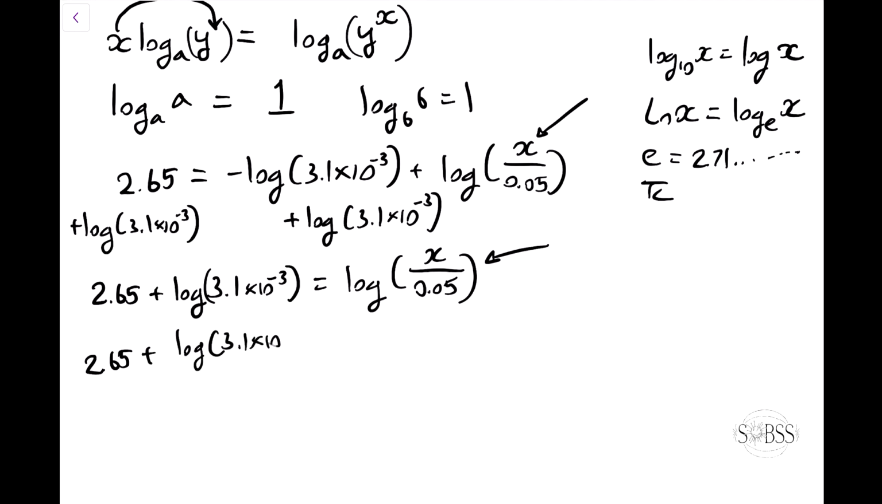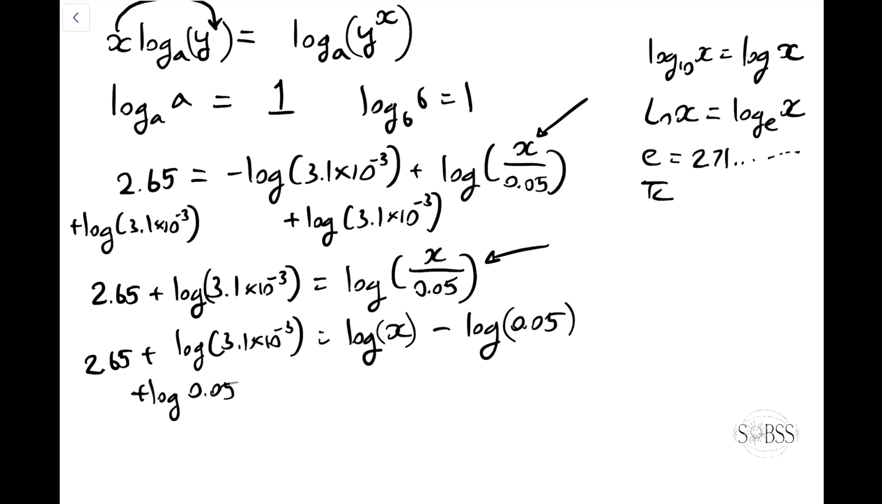I don't have any fancy PowerPoint, so I'm just writing this down. Bear with me. Look at that. Makes sense, right? Just brackets. You don't have to put brackets if you don't want to. So you can see we've broken this up into 2 logs now, with a minus in between. The next thing is we want to get x by itself. So we're going to add log 0.05 to both sides.